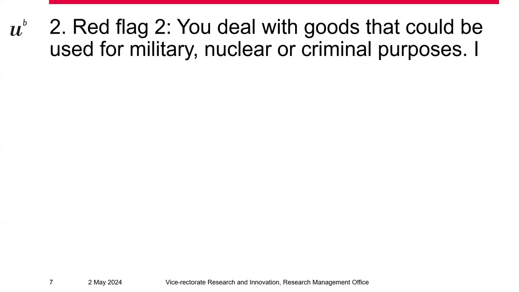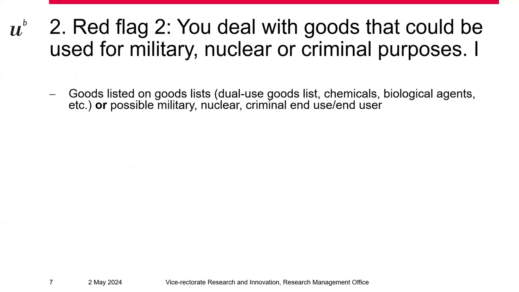Second scenario: you deal with goods that could be used for military, nuclear, or criminal purposes. So, as I said, we have goods lists. You would have to check whether the good that you're dealing with, and I recall that it can also be technology or software, is listed on one of the goods lists.